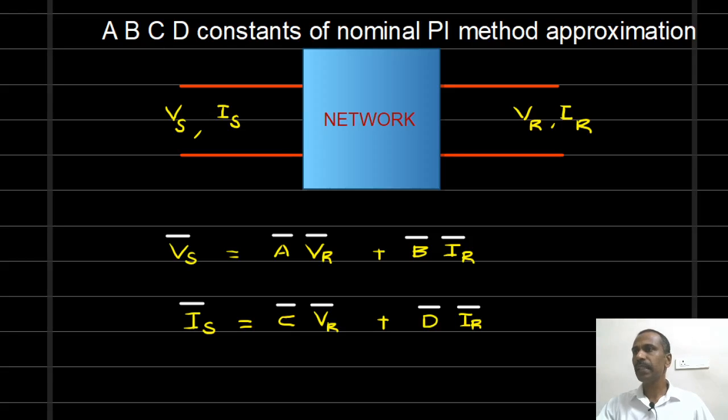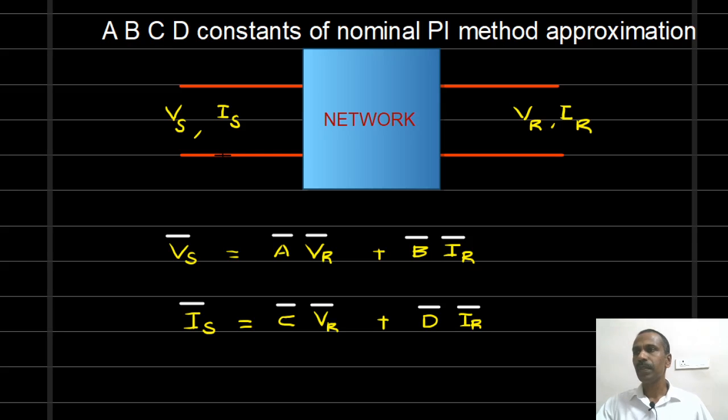Hi students, in this class we are going to study the ABCD constants of nominal pi network of transmission lines. This is a 4-terminal 2-port network. This is our sending end port. This is our receiving end port.